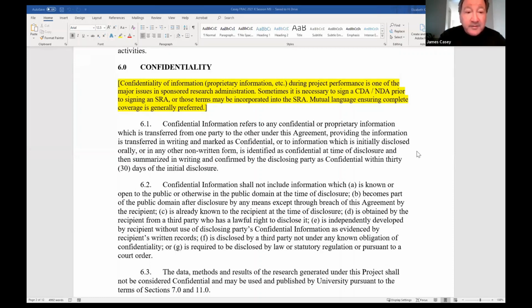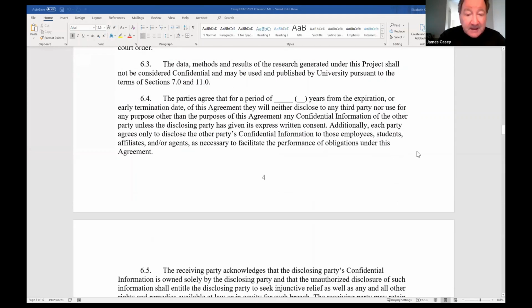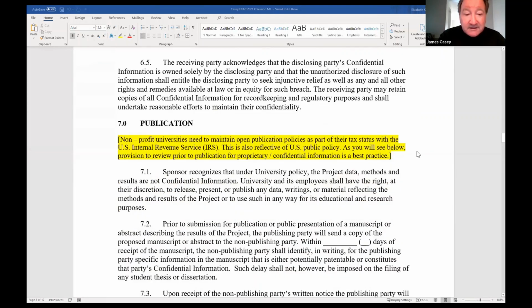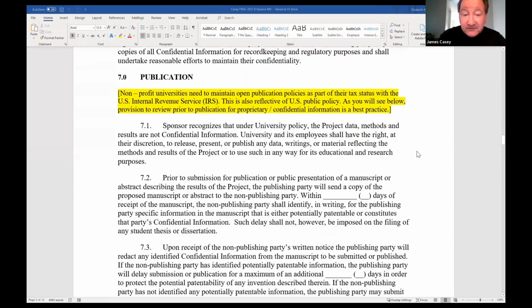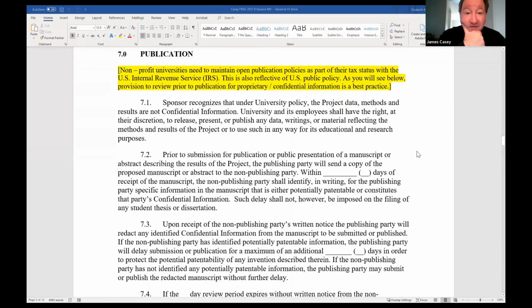So we can scroll down past confidentiality into publication, which of course, I think if there are any contract negotiators on board who have been doing this a long time, you know how important open publication policies are. Under US tax law with the IRS, it is very important that faculty have the ability to publish, because that is a major characterization of what being a nonprofit is.